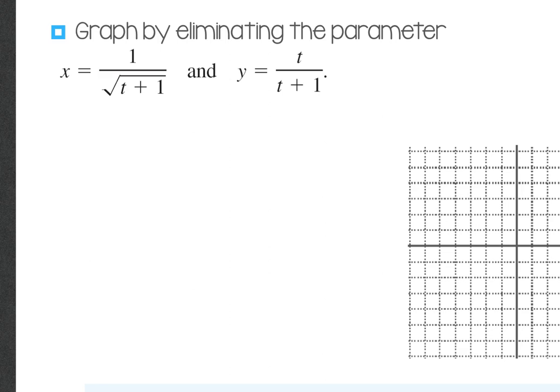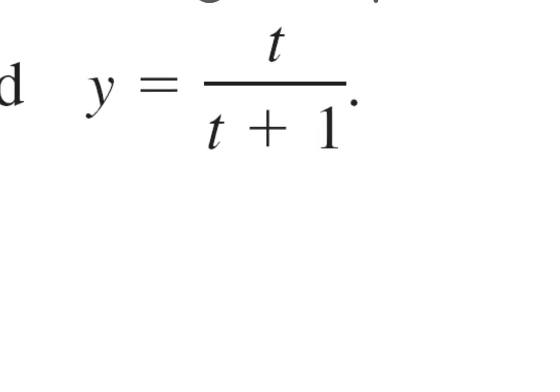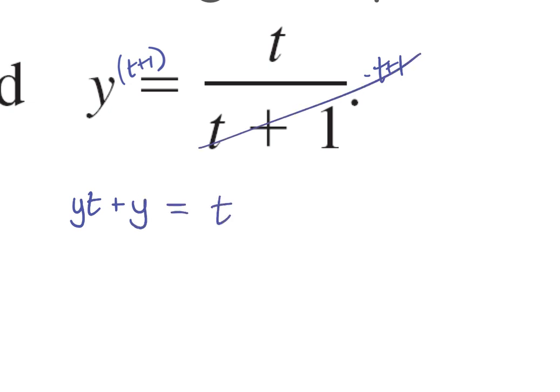Solve y for t. Okay, so we're going to multiply by t plus 1 on both sides. On the left, you distribute, so yt plus y equals, these cancel, t. And then you have 2 t's, so you've got to group your 2 t's. I'm going to move the t's to one side and move the y to the other.